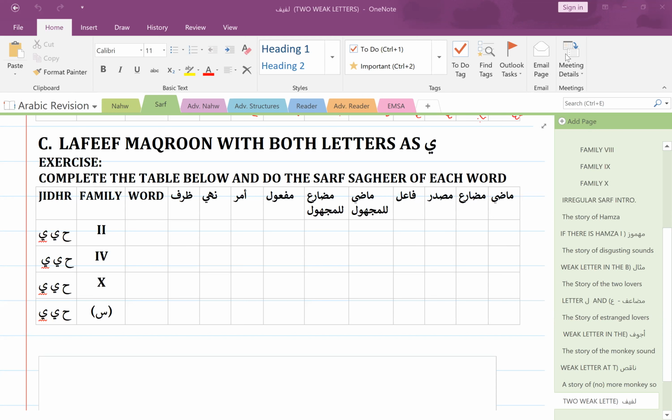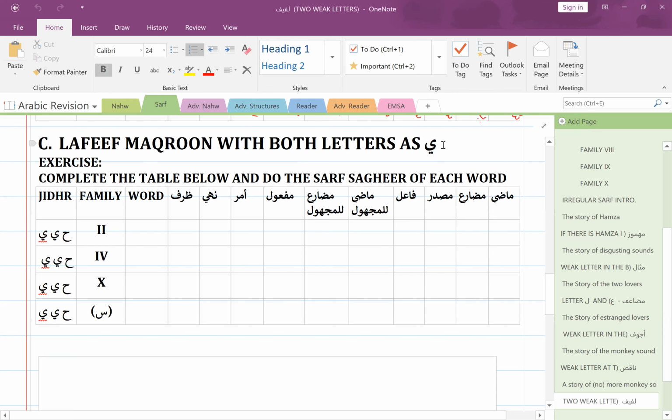So yesterday we started Lafeef. We did Lafeef Mafruq. We did Lafeef Maqroon. And today we're gonna finish off, inshallah, Lafeef. So we're gonna do Lafeef where you have both letters as ya.